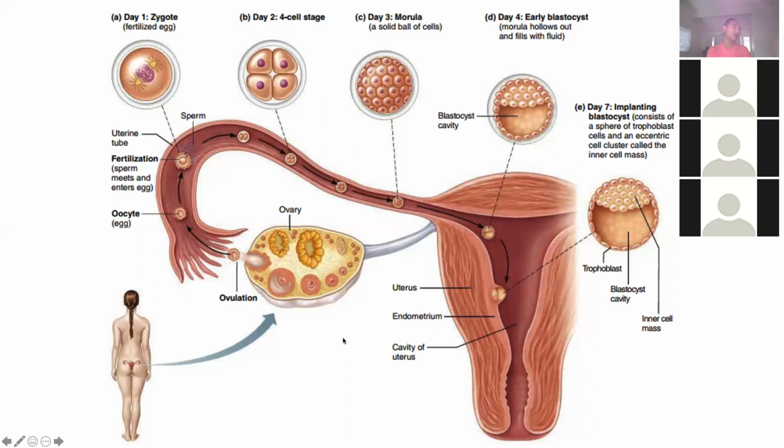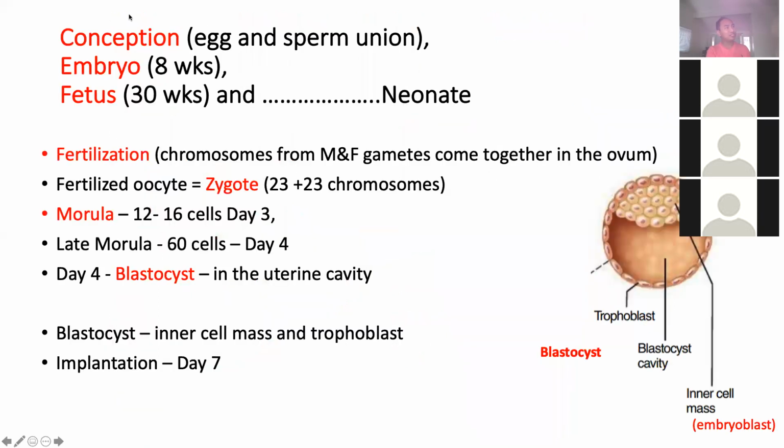Conception means the union of the egg and the sperm. That is what we call conception. And I believe you all know the usual pregnancy is 38 weeks, might be plus or minus 2 weeks. So between 36 and 40 weeks is the normal pregnancy.